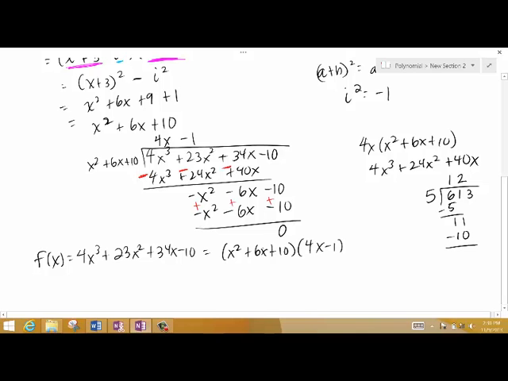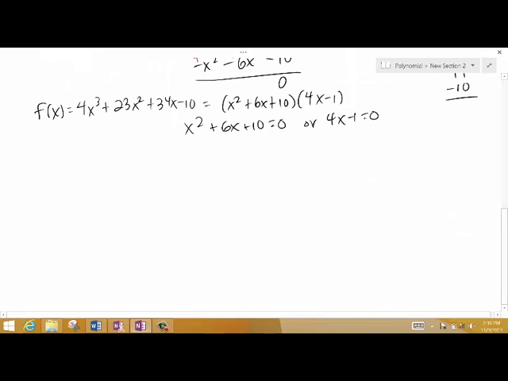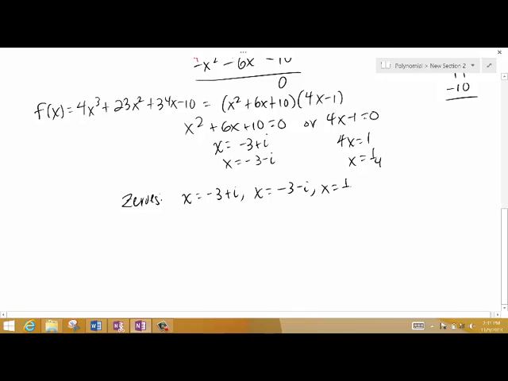And what were the zeros? Well, when I take each piece and set it equal to 0, this piece we saw gives negative 3 plus i and negative 3 minus i. If we solve this, we get 4x equals 1, x equals 1/4. So my zeros: x equals negative 3 plus i, x equals negative 3 minus i, and x equals 1/4.